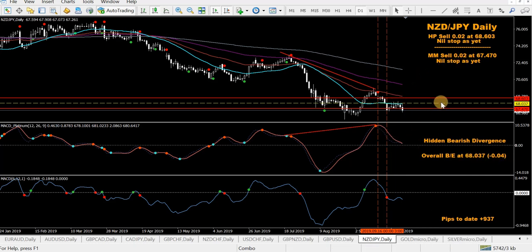There's my overall break even level. Not setting the world on fire. Got a few pips in the bank, so these Kiwi pairs are just undecided at the moment, whether they're going to go up or down. Gold, maybe.